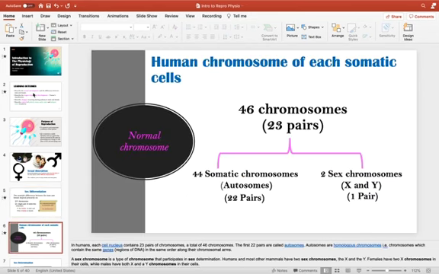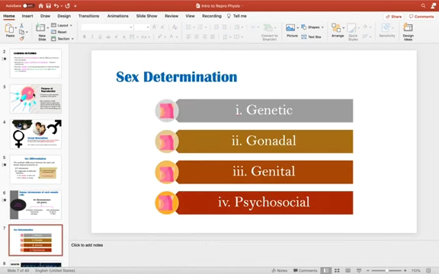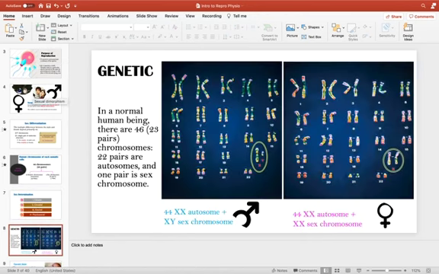So actually, the human chromosomes of each somatic cell number 46, which is 23 pairs: 44 are somatic chromosomes or autosomes, and 2 are sex chromosomes, one pair being X and Y. And sex is determined by genetic, gonadal, genital, and also psychosocial factors.